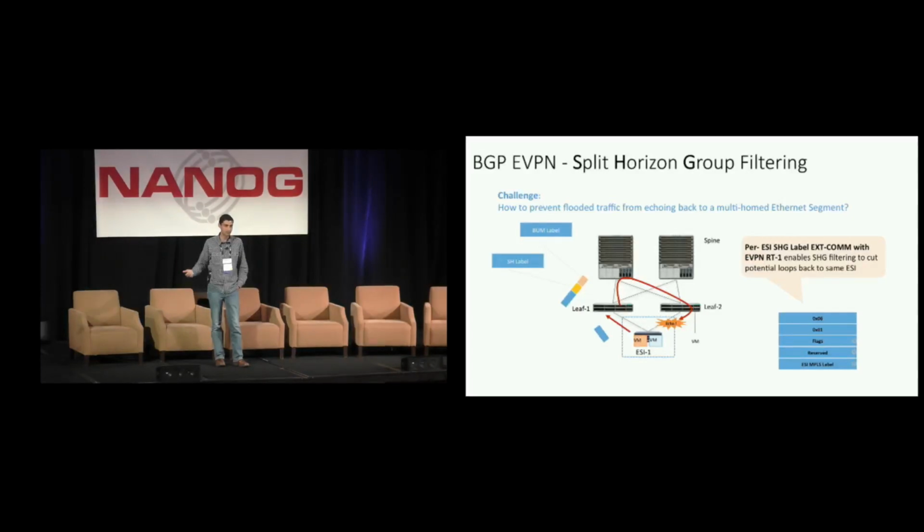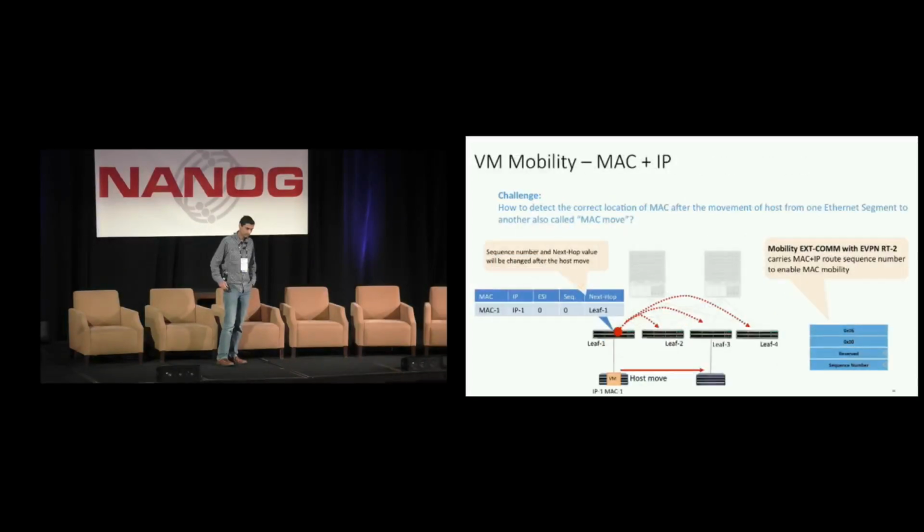packet towards leaf 2. Now, leaf 2, when it receives the packet with this additional split horizon group label that it allocated for its local ESI 1, knows via that label that the packet originated on ESI 1, and it must not put the packet back on ESI 1. So it will still flood the packet on all the other ports in the layer 2 bridge. However, it will skip putting the packet back on ESI 1.